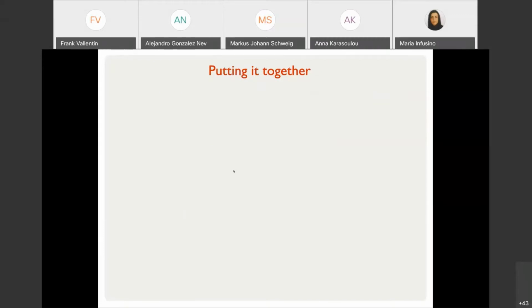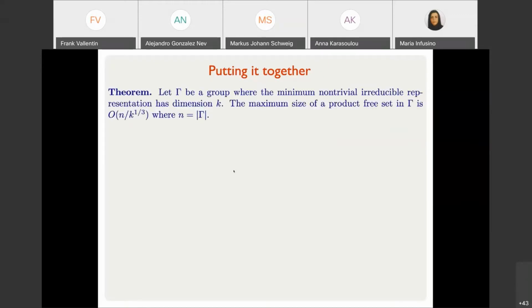So we put it together. The statement is as follows. Suppose we have a group Gamma, and suppose the minimal non-trivial irreducible representation has dimension k. So Gamma comes with irreducible representations. There's a trivial one, but there are also the non-trivial ones, and the non-trivial ones should have dimension at least k. The trivial one has dimension 1, and we're going to ignore it. Then the maximum size of a product-free set in Gamma is O of n divided by k to the power 1 divided by 3, where n is the number of elements in Gamma. And that's a very easy theorem using Gowers' trick and what we did before.